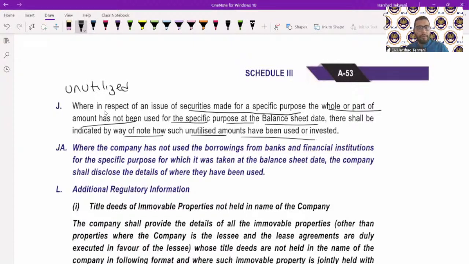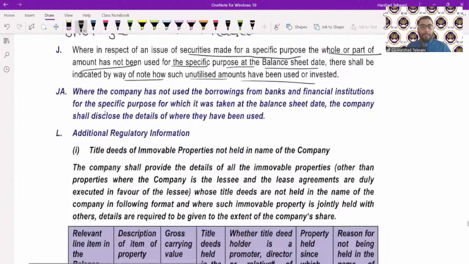So this is the disclosure the company needs to provide for the unutilized amount, out of the amount raised for a specific purpose. Okay, now you can say this is an amendment.